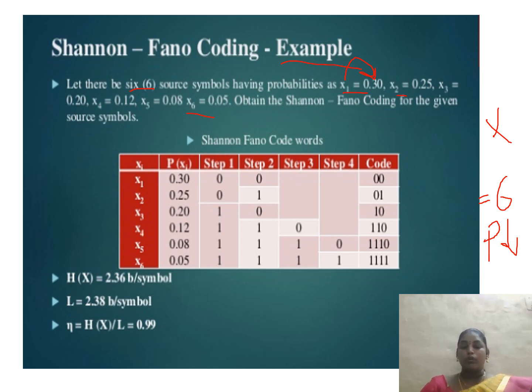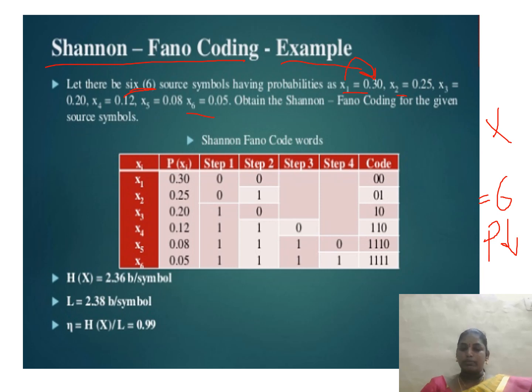Then we need to obtain how many bits it will require to carry all the 6 source symbols from one point to another. First we need to know how many symbols we have, as we know, 6 symbols. So we write the symbols xi as x1 to x6. Then we write the corresponding probability values that are given.